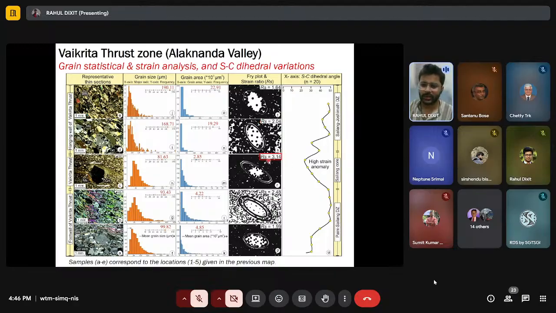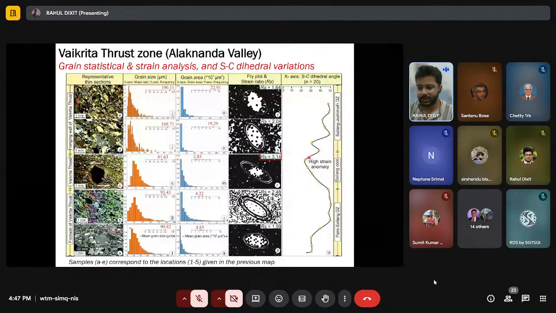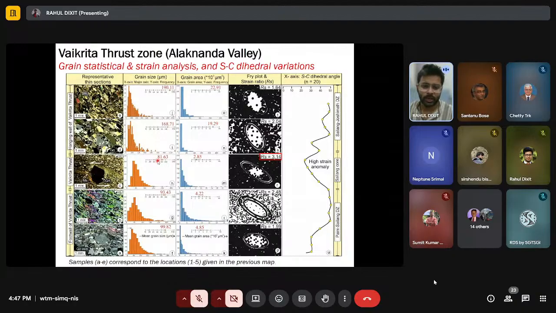Based on this criteria, we observed that a strain ratio of 3.14 was observed within the Vakrita thrust, that is from the shear zone core, and this coincides with the minimum SC fabric dihedral angle which is also present. So the minimum SC fabric dihedral angle, maximum strain ratio, and the minimum mean grain size and grain area compel us to identify this shear zone core as the Vakrita thrust in that region.